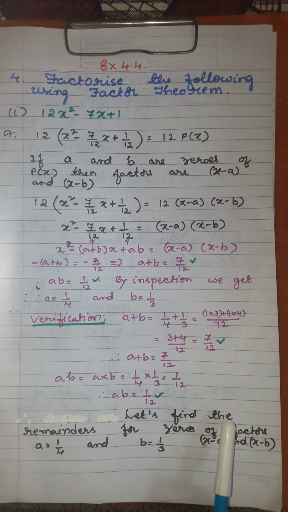So let us find the remainders for the zeros, that is a is equal to 1 over 4 and b is equal to 1 over 3, of the factors x minus a and x minus b. So we have to find the remainders for the zeros, a is equal to 1 over 4 and b is equal to 1 over 3, of the factors x minus a and x minus b.